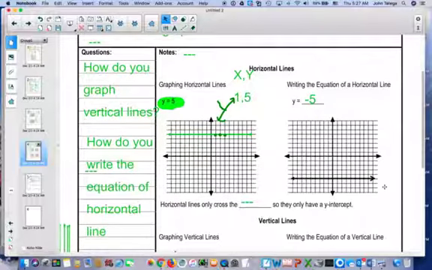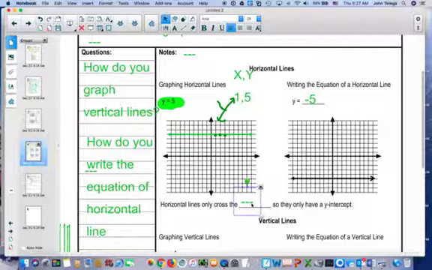So these only cross one axis, right? Horizontally, it only crosses the y-axis. It doesn't cross the x-axis. So horizontal lines only cross the y-axis.